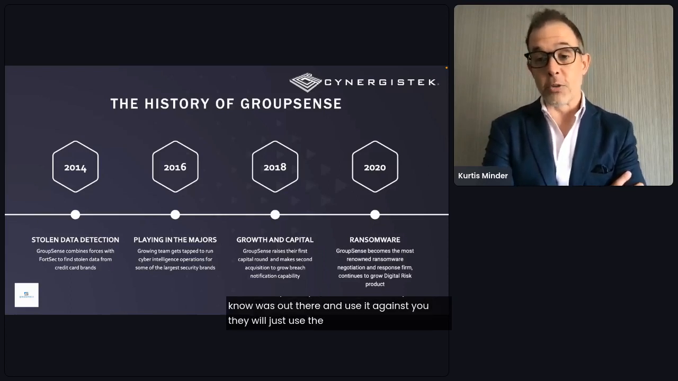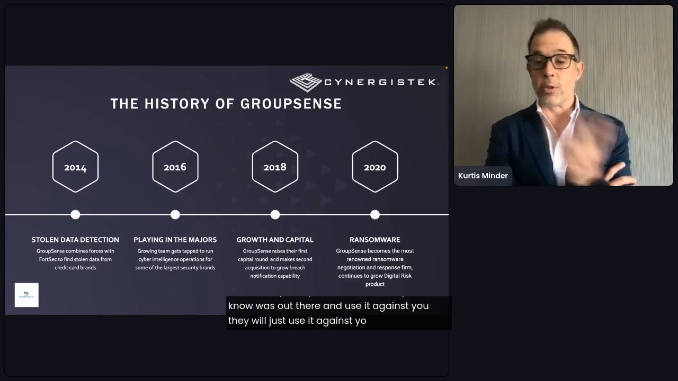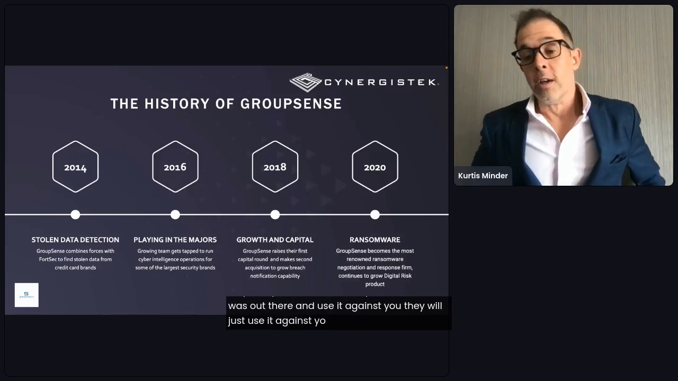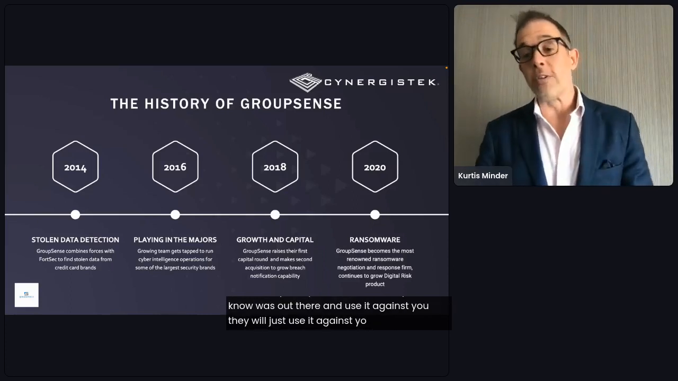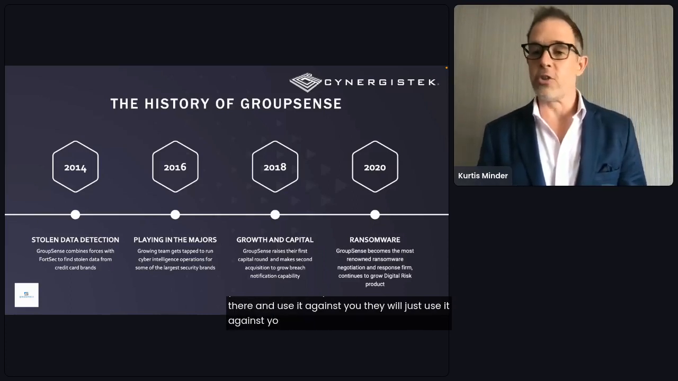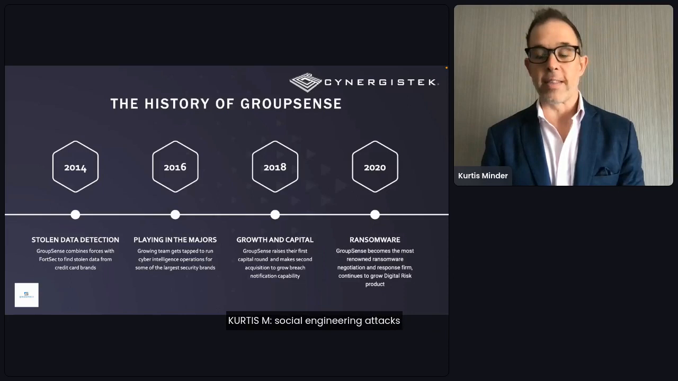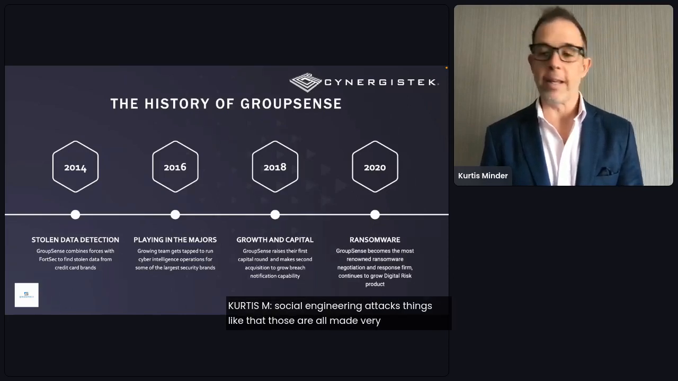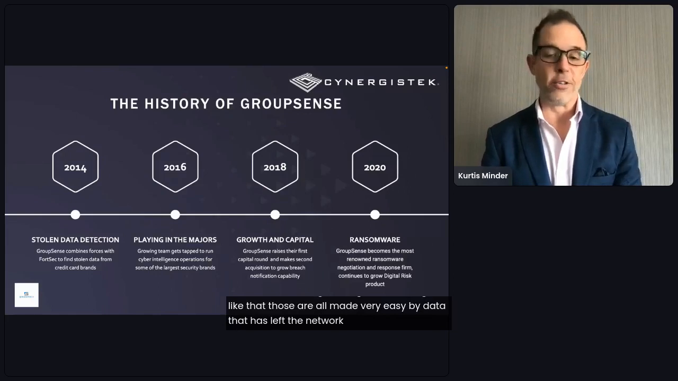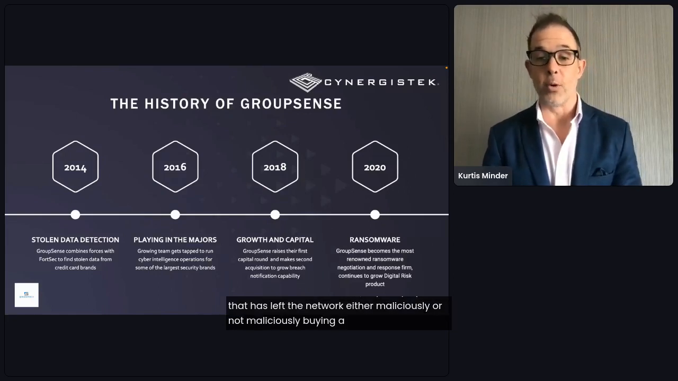And they don't just use it against you in ransomware attacks. Alyssa, when she was talking about the different insurance coverages, spoke about all these other kinds of attacks, like invoice manipulation, social engineering attacks, things like that. Those are all made very easy by data that has left the network, either maliciously or non-maliciously by an employee.